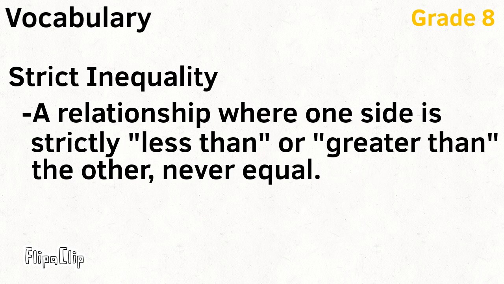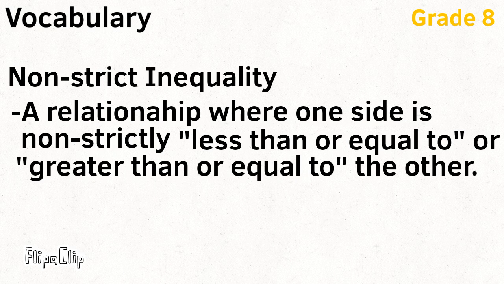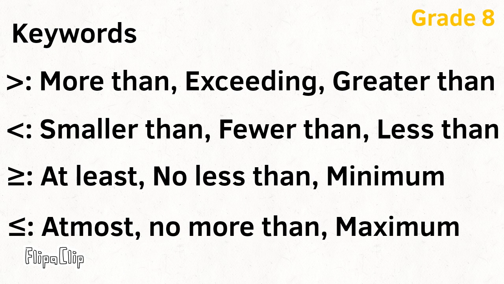Strict inequality is a relationship where one side is strictly less than or greater than the other, never equal. Non-strict inequality is a relationship where one side is less than or equal to, or greater than or equal to the other. Here are some keywords so that you'll know which inequality symbol to use. You can pause the video if you want to read it clearly.